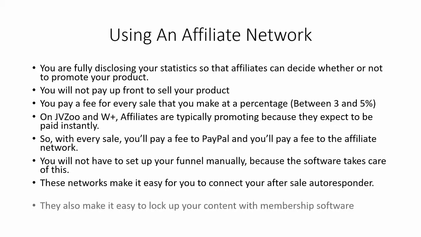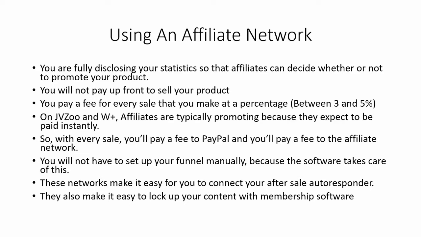Right now, what an affiliate network does is also make it easy to lock up your content with membership software. So in other words, let's say you're going to use something like Wishlist Member. Well, there are areas of these affiliate networks where they will use the API to connect to the membership software. Right, so using an affiliate network makes it easy for you to lock up your content if that is what you're going to do.